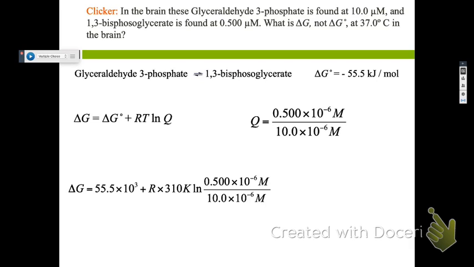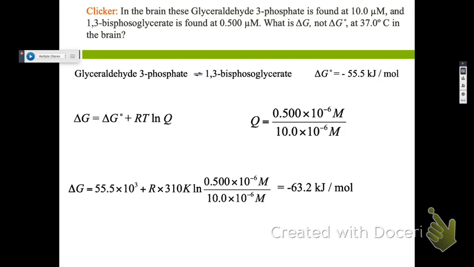Where did this number come from? 37. All right, so just a friendly reminder, we need to use Kelvin when we're doing any of these calculations. And then could you guys solve this? Plug and play. Plug and play, all right?